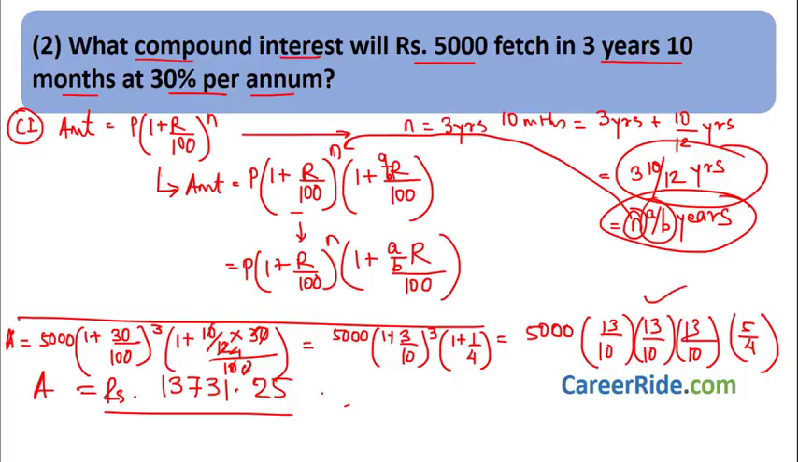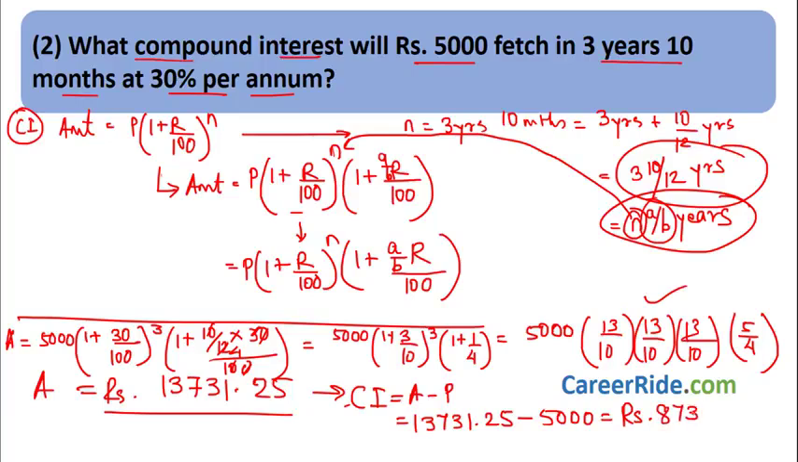So amount is this. Then what will be the compound interest? We have learned that amount is principal plus compound interest. So compound interest is amount minus principal, that would be 13,731.25 minus 5,000, that would be rupees 8,731.25. So this is the compound interest which the person will fetch in 3 years 10 months.